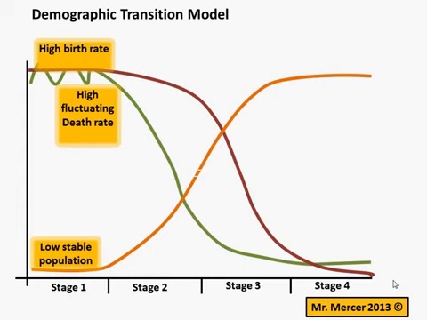Moving on to the low stable population, that can be explained by the fact that the high birth rate is cancelled out by the high death rate. Therefore, the population doesn't really go anywhere. It remains low and it doesn't climb.